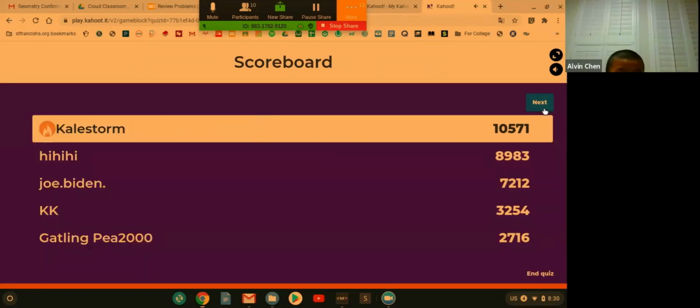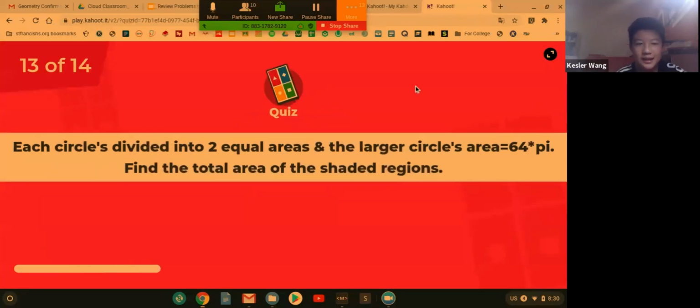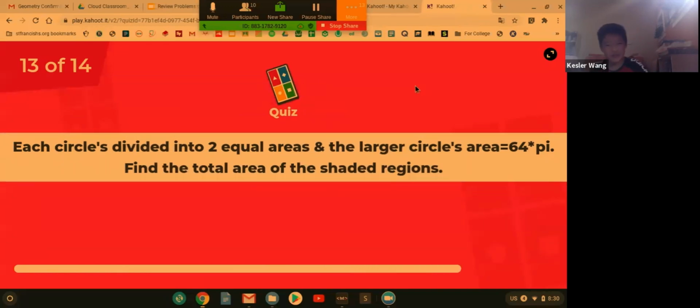I have answer streak 12 now, you know. Answer streak 12. Each circle is divided into 2 equal areas, and the larger circle's area equals 64 pi. Find the total area of the shaded regions.